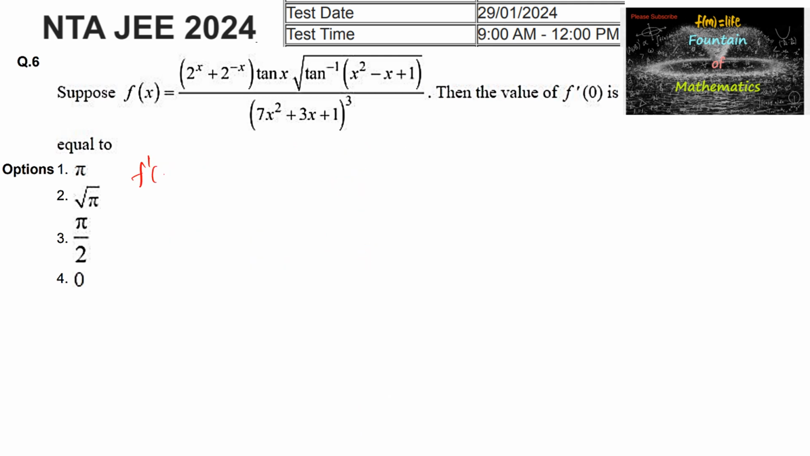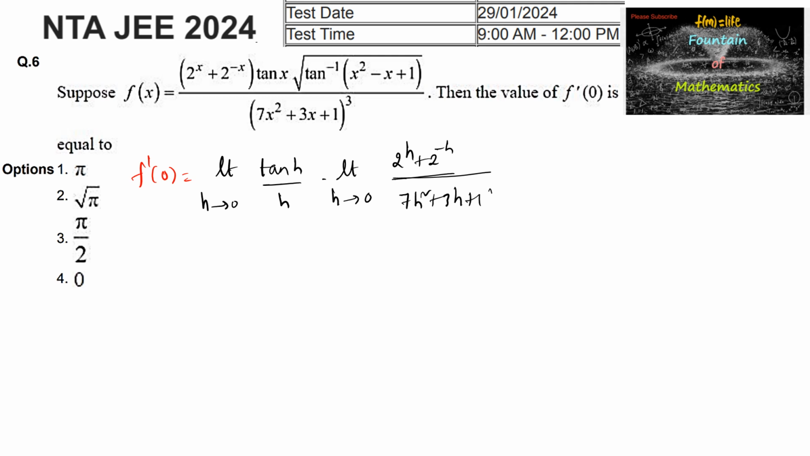So I can write here f dash of 0 is equal to 2 power h plus 2 power minus h when limit h tends to 0, or we can also write limit h tends to 0 tan h upon h into limit h tends to 0, 2 power h plus 2 power minus h upon 7h square plus 3h plus 1 whole to the power of 3 into root of tan inverse of h square minus h plus 1.